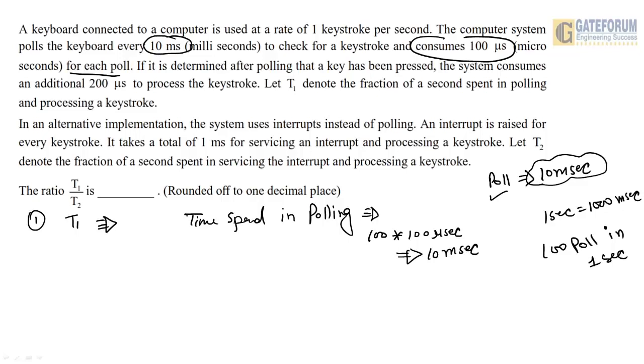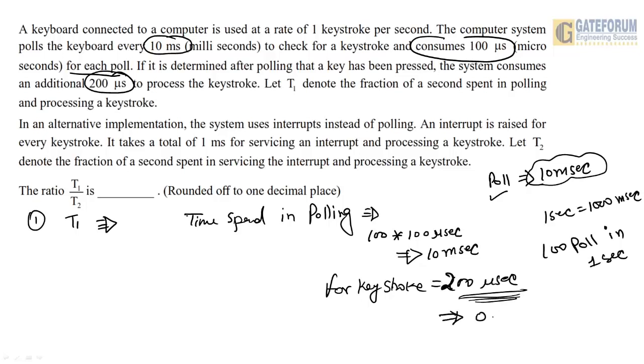Now for processing the keystroke, it is given that additionally 200 microsecond are required for processing the keystroke. So it is 200 microsecond, and 200 microsecond we can say is 0.2 millisecond.